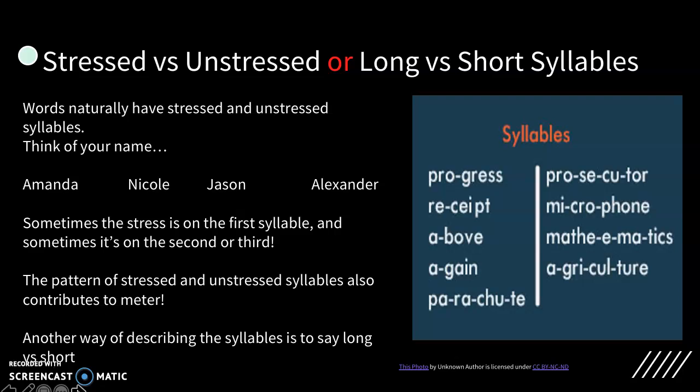Think of the word Amanda. That's 3 different syllables, and the second syllable is stressed. It's Amanda, not Amanda or Amanda, right? The name Nicole, which happens to be my name, has 2 syllables, Ni and cole. But it's not Nicole, it's Nicole. So the second syllable there is stressed. In Jason, it's the first. Alexander has 4, and it's the third syllable, Zan, that's actually stressed in that word. So the pattern of being stressed and unstressed also factors into meter. It's the number of syllables and the way that they're arranged, stressed and unstressed.